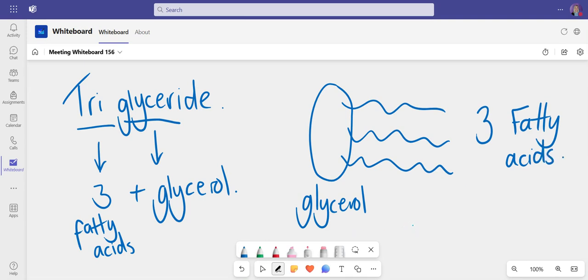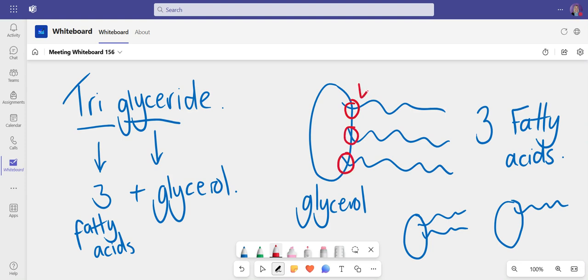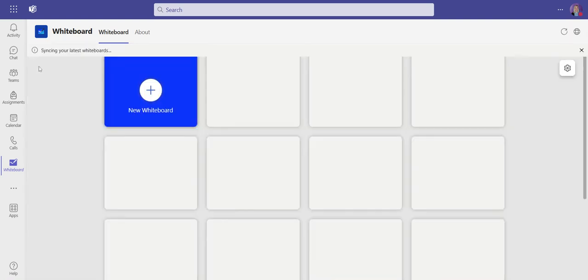Now, they might try and push you and say, oh, what's a diglyceride? Di means two, so it would just be like that. What's a monoglyceride? Mono means one, so it would just be like that. Now, these fatty acids are joined onto the glycerol at these 3 points here with what we call ester bonds. And you need to know the structure of glycerol and the structure of the fatty acids and be able to explain how those ester bonds are made.